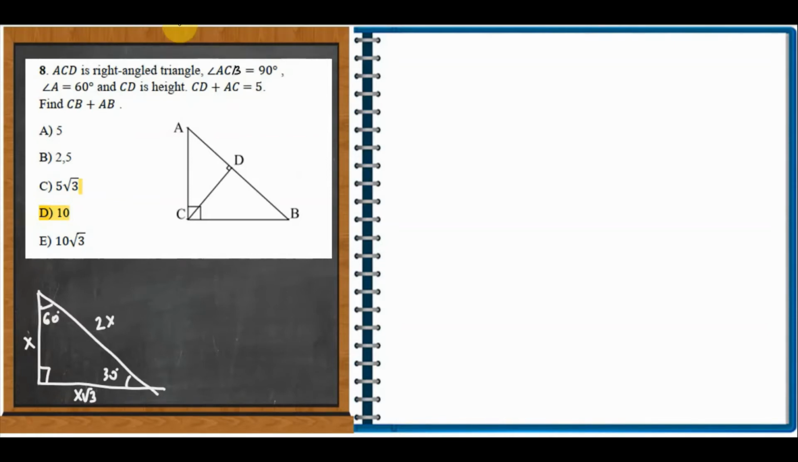Alright, now you see in the question that ACB is 90 degrees. Then we see A is 60 degrees. CD is the height, it means that's also 90. AC plus CD equals 5. Find CB plus AB. Let's write what is given to us. CD plus AC equals 5. Find CB plus AB.